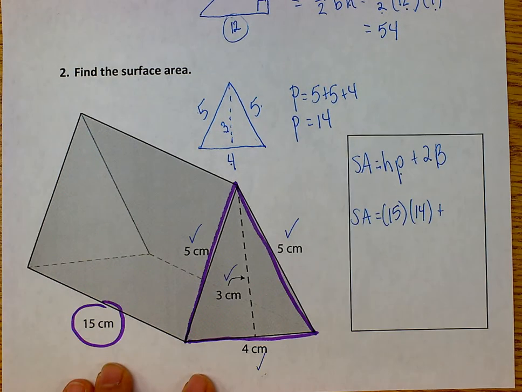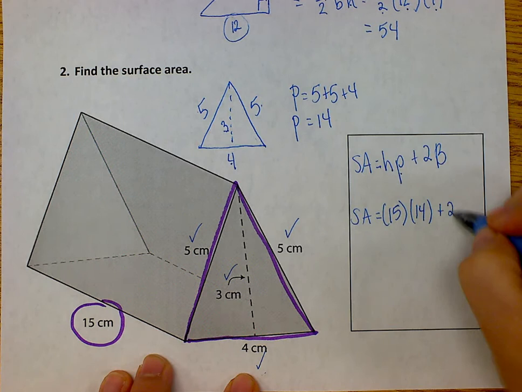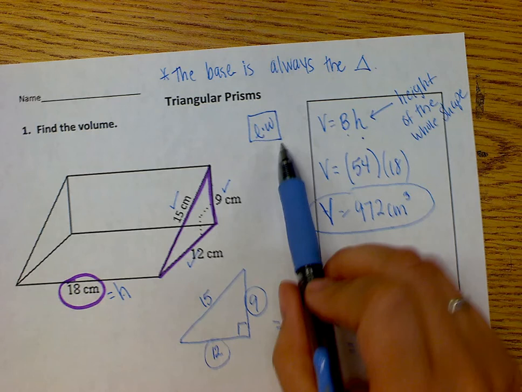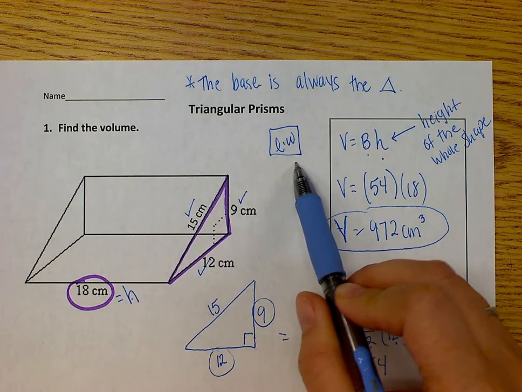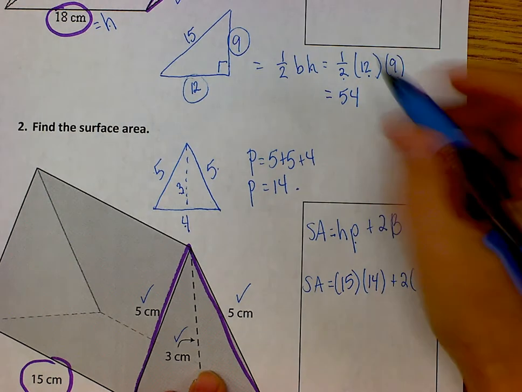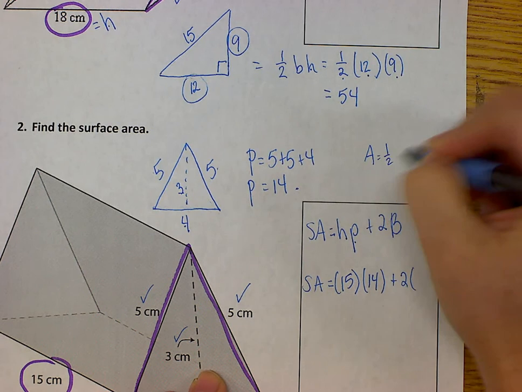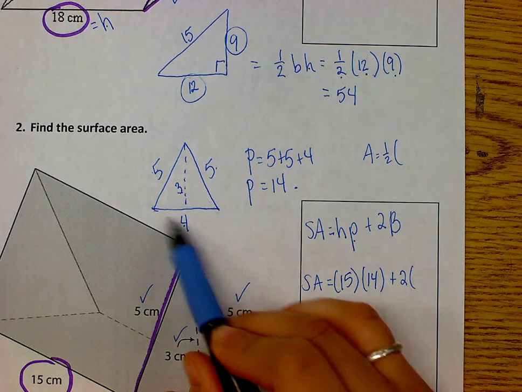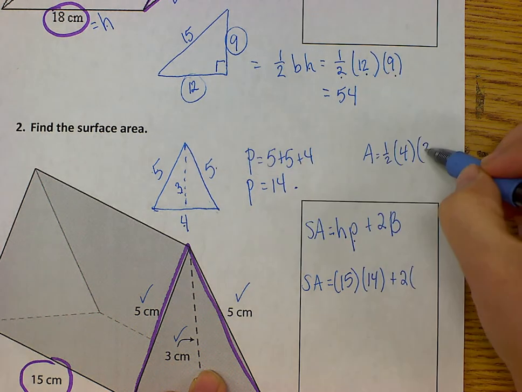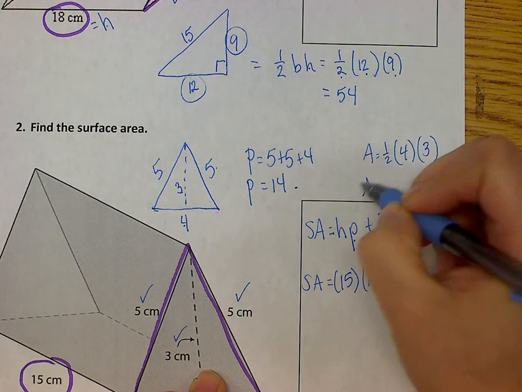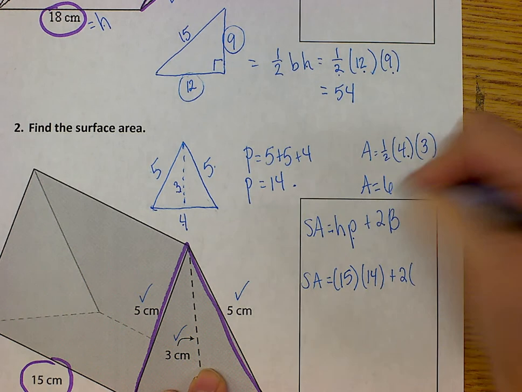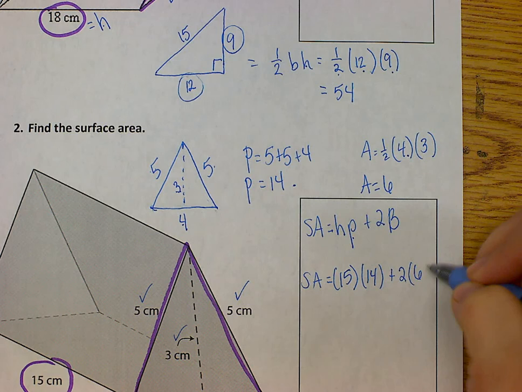Next, we need to do 2 times capital B, which is area. Remember, when it was a square, we did length times width. But since it's a triangle, we now have to use 1/2 base times height. So area is 1/2 the base, which is the bottom of the triangle, 4, times the height of the triangle, which is 3. So the area, or capital B, half of 4 is 2. 2 times 3 is 6. So the area of the base is 6.